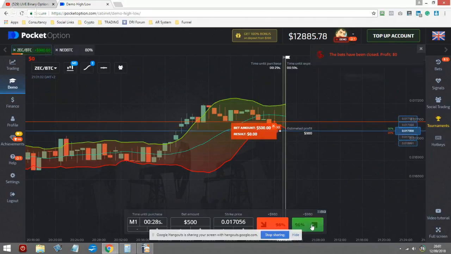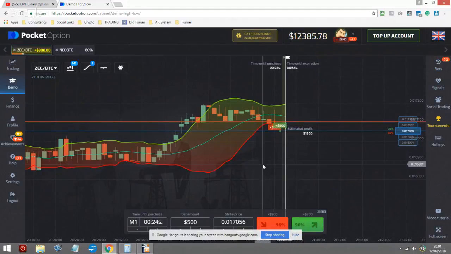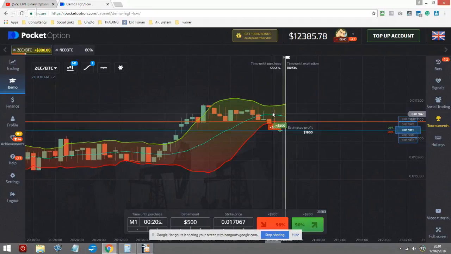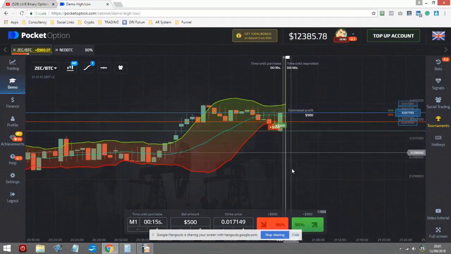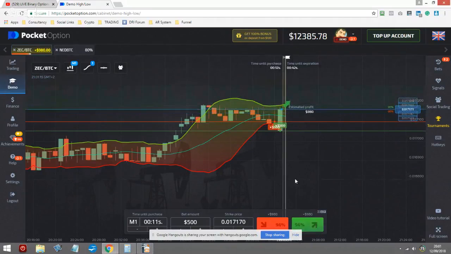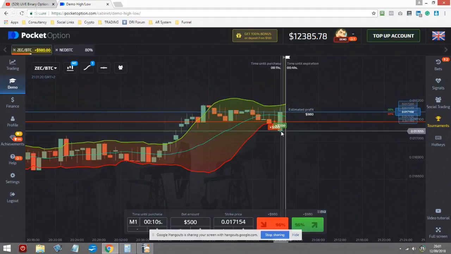Okay, sorry, I might have done that too quickly for you. So basically what's happened is that the price has come out of the bottom of the Bollinger Band. So obviously our system tells us to place an up bet, which is what I've done just there. So just to remind you, I'm in ZEC BTC.